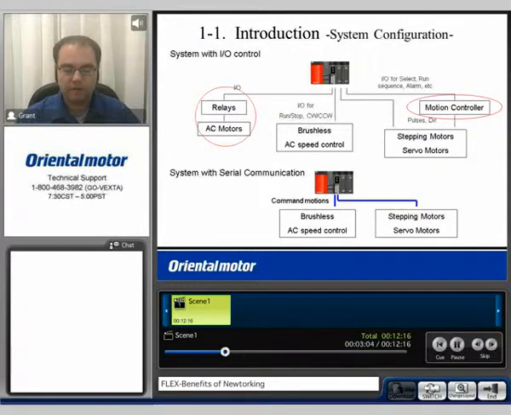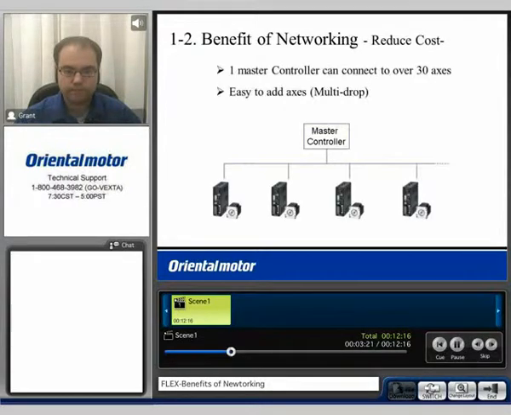Now, with the implementation of network control products with serial communications, we can simply make one connection between the brushless or AC speed control driver, or stepping motor or servo driver, and the master controller. One of the overall benefits to networking is reducing cost. One master controller can connect to over 30 axes. And also, in a smaller system, it's very simple to add extra axes by using multi-drop. This diagram showcases a master controller connected to a multi-drop system.